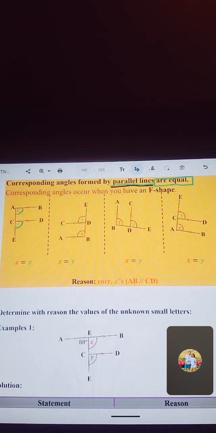Okay, F shape, corresponding, guys. That's what's key here.